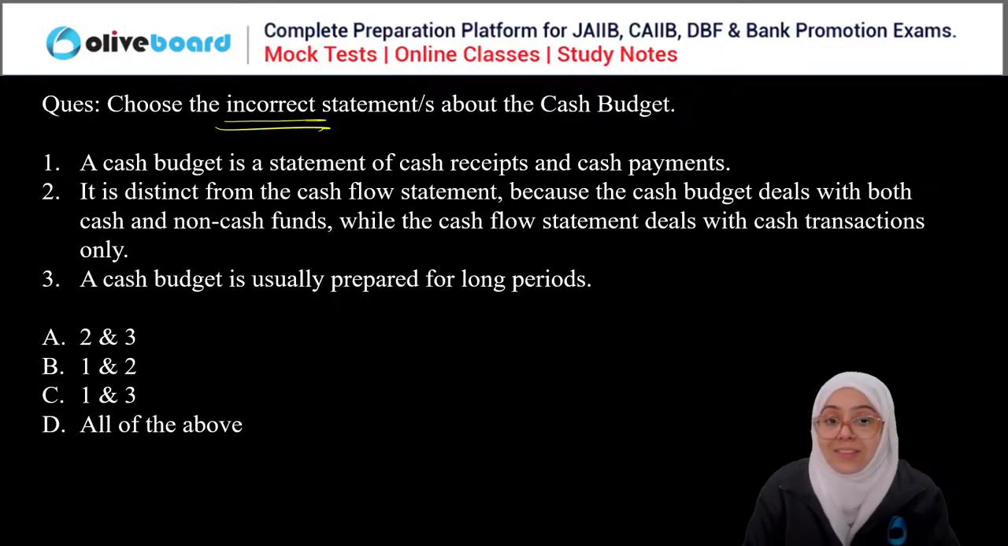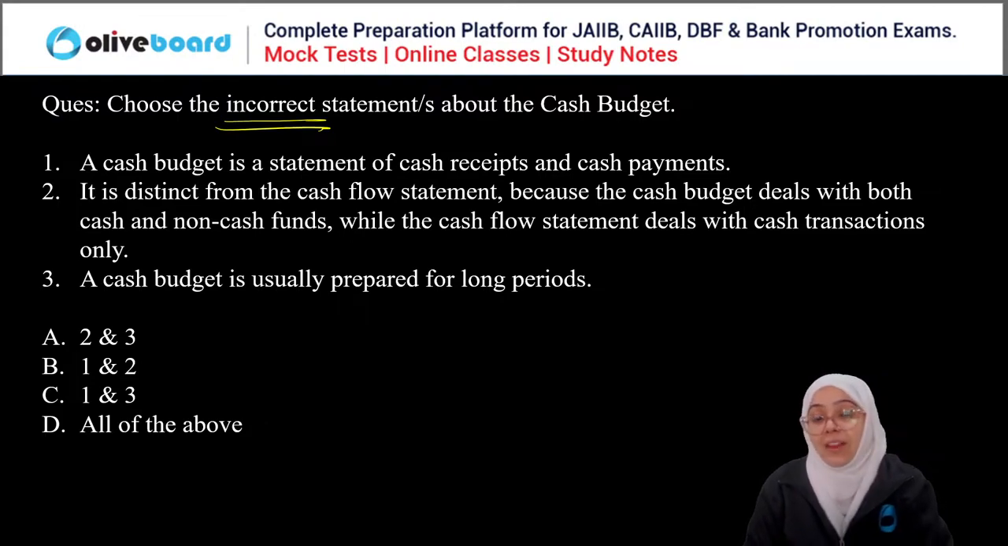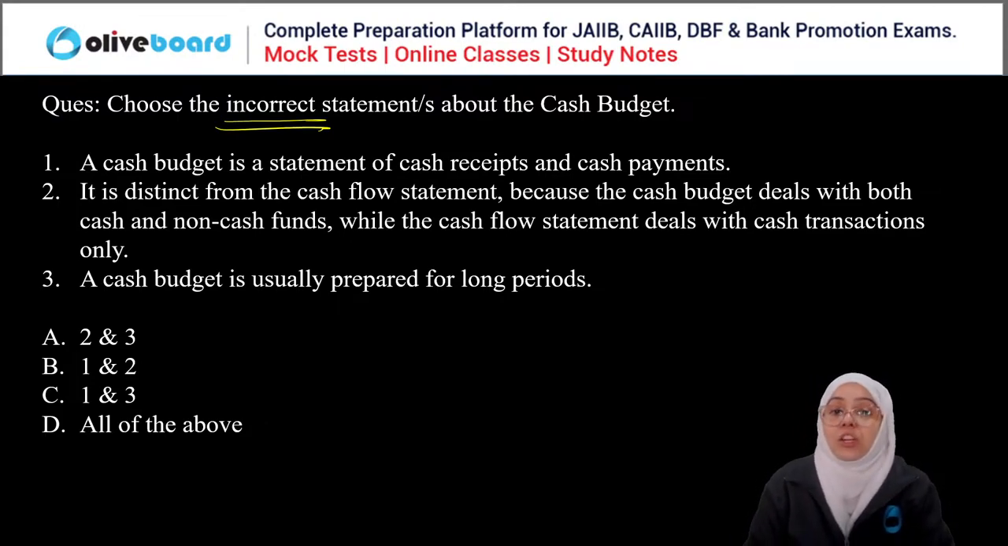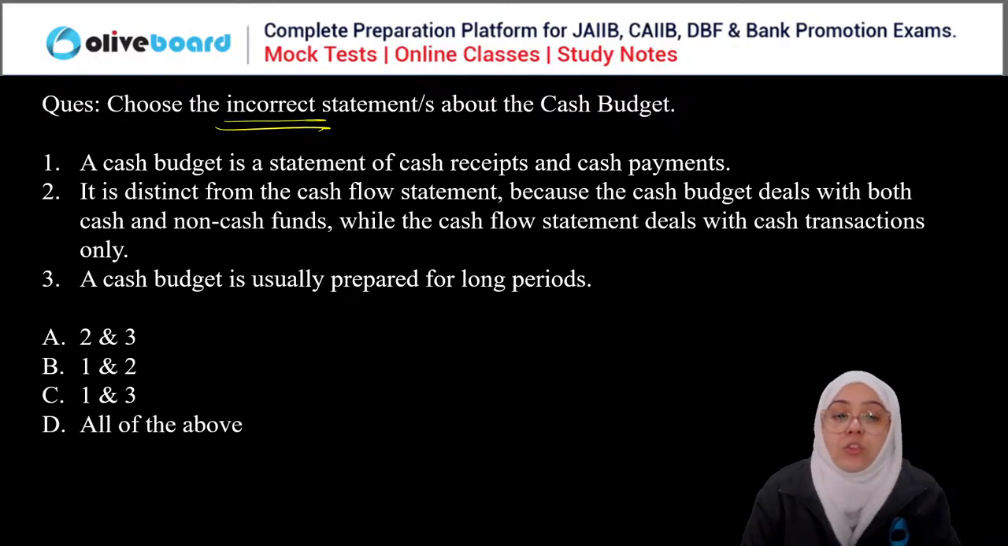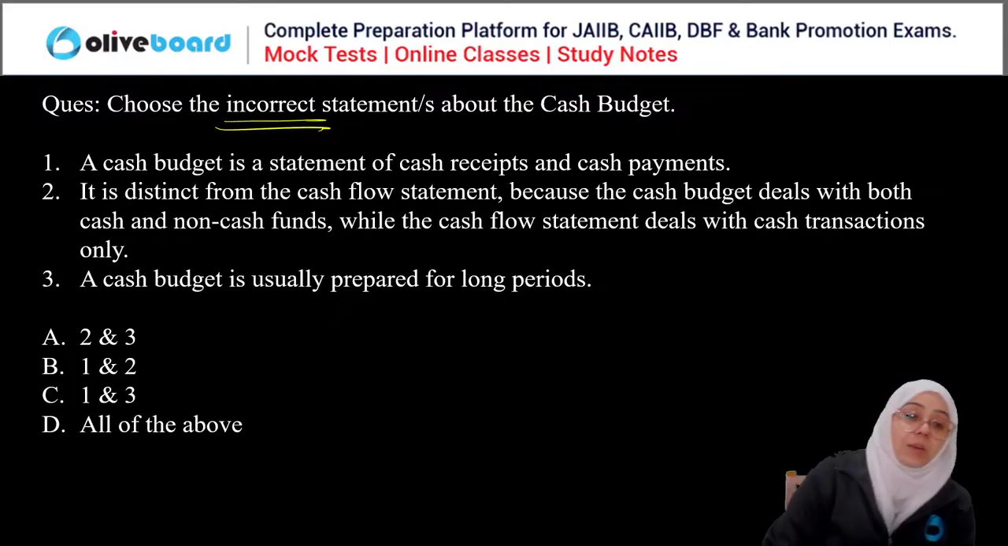Second, it is distinct from the cash flow statement because the cash budget deals with both cash and non-cash funds, whereas the cash flow statement deals with only cash transactions. Third, a cash budget is usually prepared for a long period of time. So you have to choose the incorrect statement here.